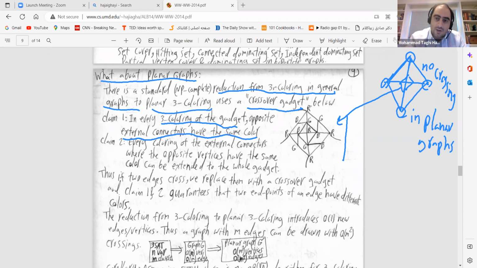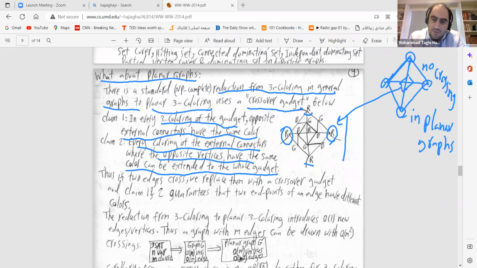If you want to color this gadget with three colors, that's a very interesting thing. Always these two have the same color, and these two have the same color. If you want to do it with three colors, you can check it. And vice versa: every coloring of the external connectors where the opposite vertices have the same color can be extended to the whole gadget. So this is if and only if.